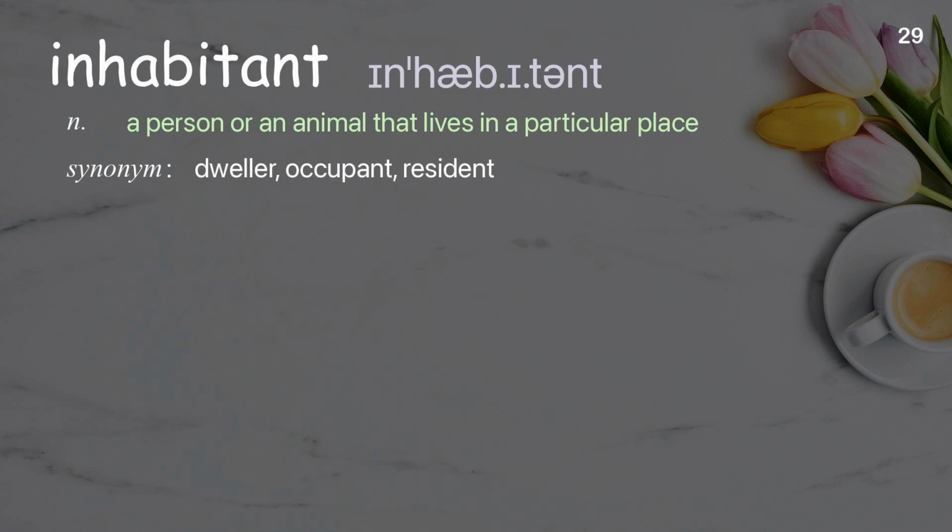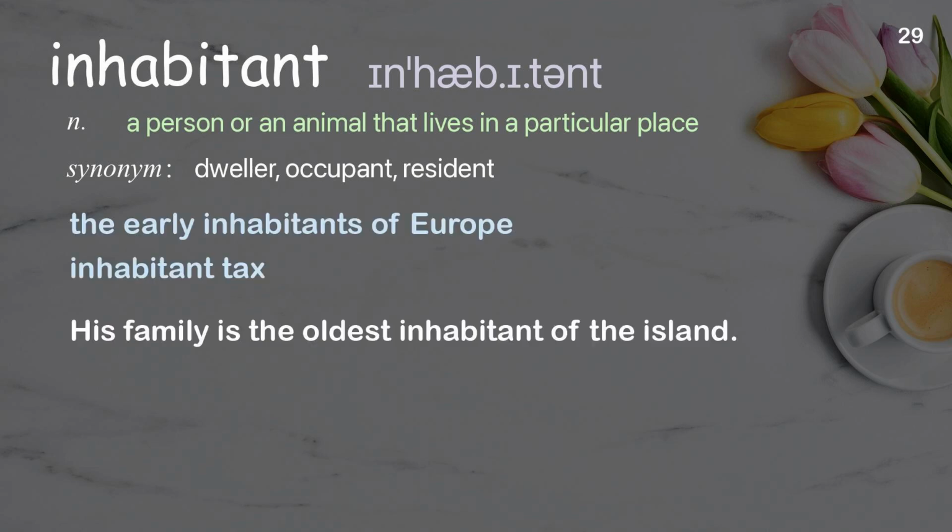Inhabitant: a person or an animal that lives in a particular place. Examples: the early inhabitants of Europe. Inhabitant tax. His family is the oldest inhabitant of the island.